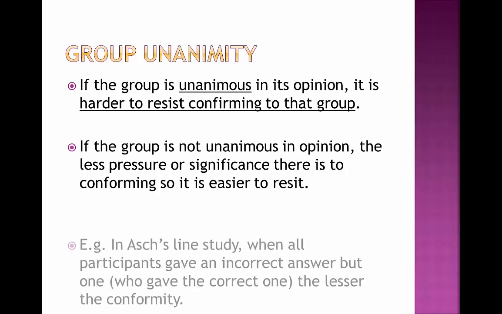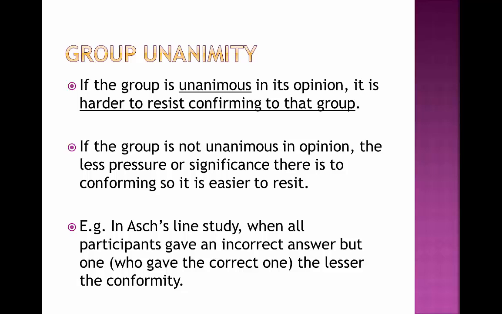So for example, in Asch's line study, when all the participants gave an incorrect answer, but the one who gave the correct one actually were to give it, there would be a lot less conformity because everyone was actually saying their answer. So as a result, the unanimous decision caused them to probably believe that that is the right decision and therefore they conformed.